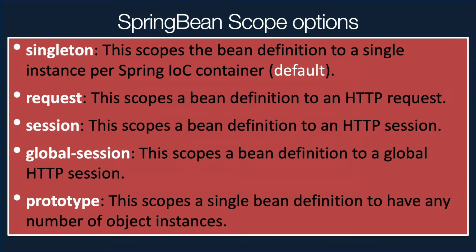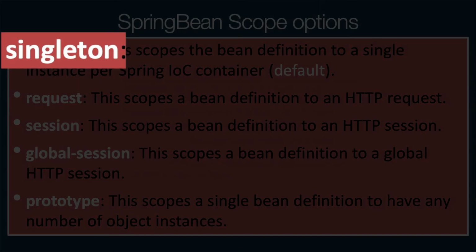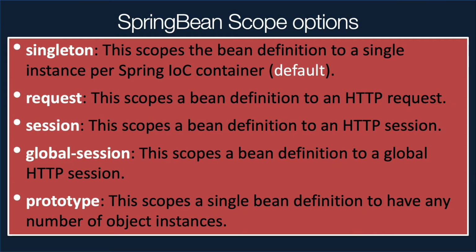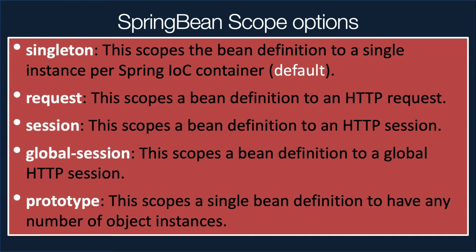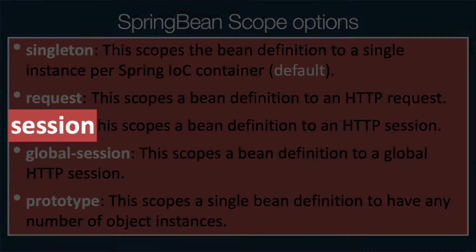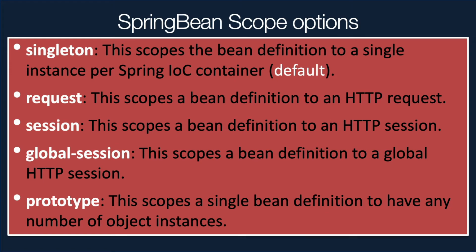So what are they good for? A singleton is the default for when you create a bean, and it is used for one instance for the entire application. A request is for a single page view. And then the session is, think of a session for someone from the moment they log in to the moment they close their browser. That's a session scope.